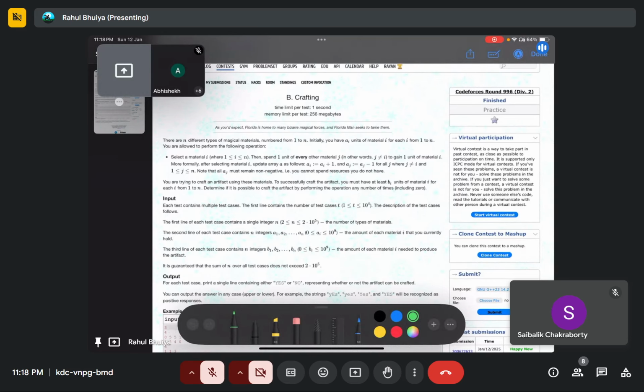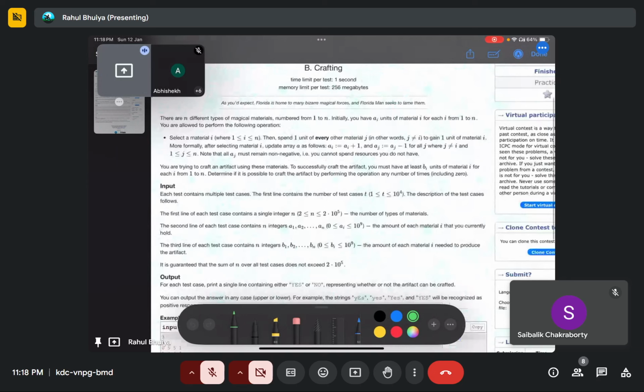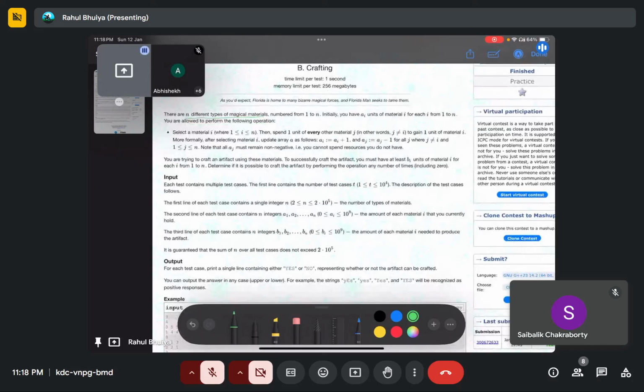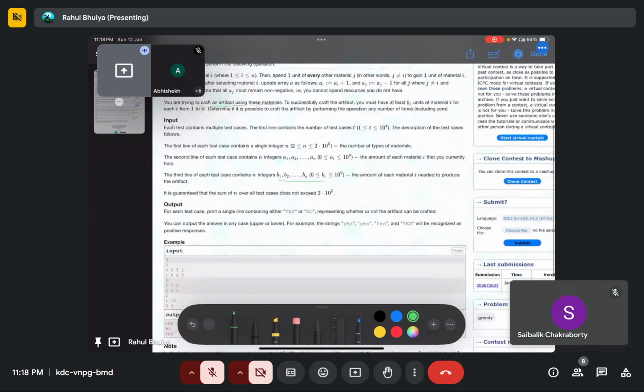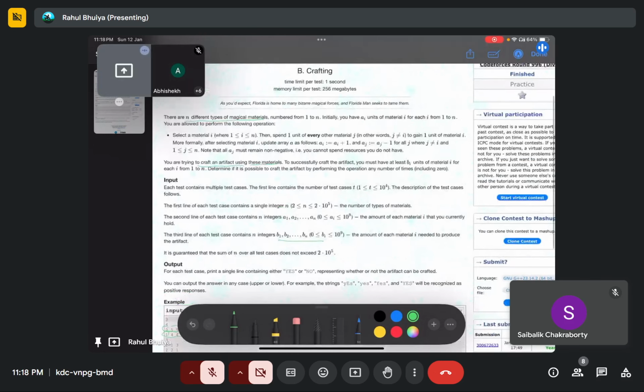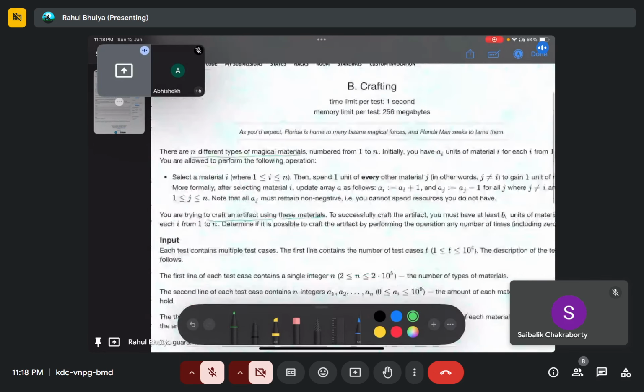Okay. So here it is given that there are n different spells and different magical materials. To create an artifact, he needs materials in this quantity, the b index. This is the quantity he requires. Okay, and he has this quantity, and he can make more by this operation.